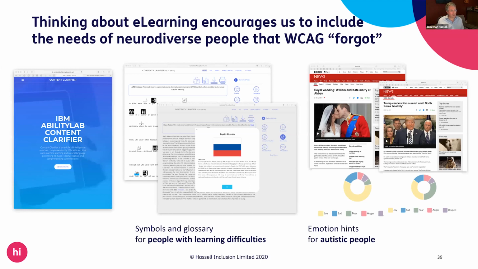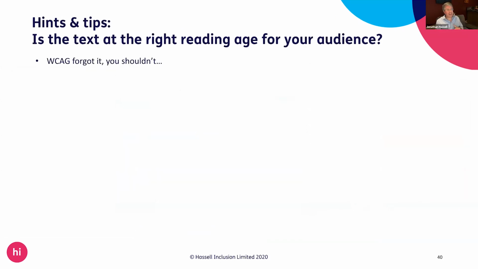These are actually something created by an AI tool from IBM called the Content Clarifier that we've been playing with. But it just gives you an idea that there's a lot more than just blind people and screen readers. So just a few hints and tips, and we're going to come to some questions soon.